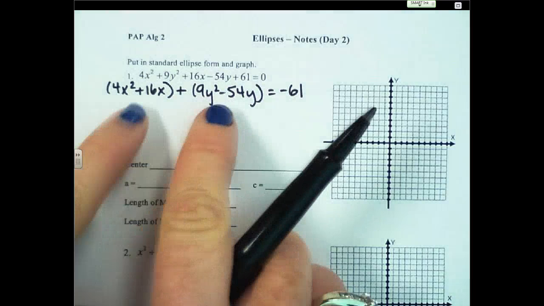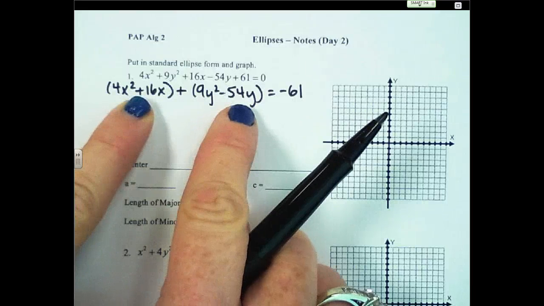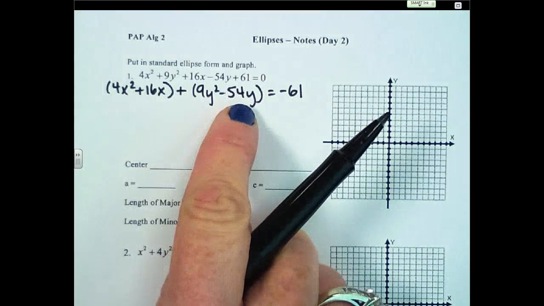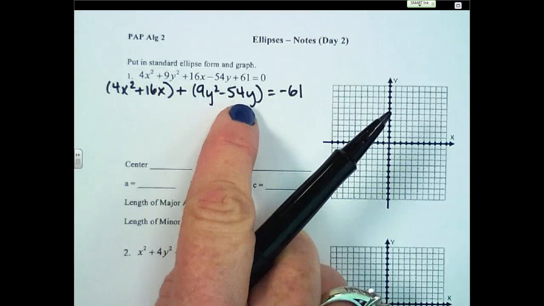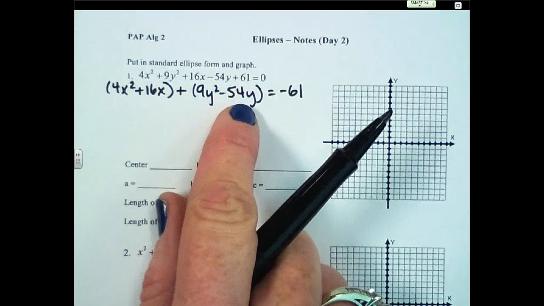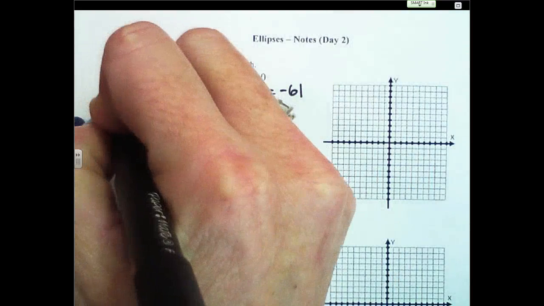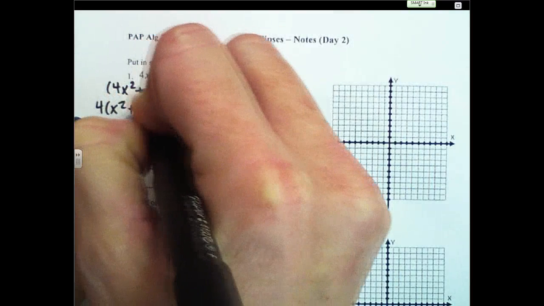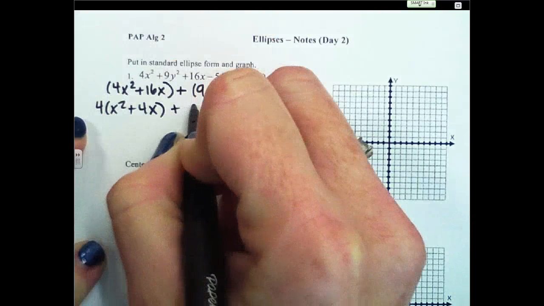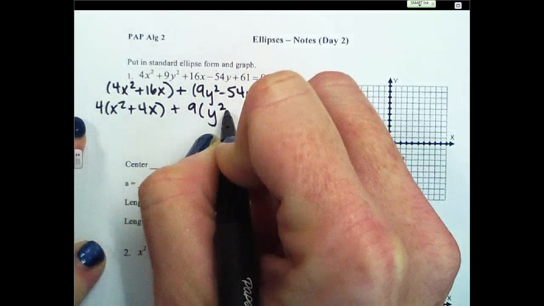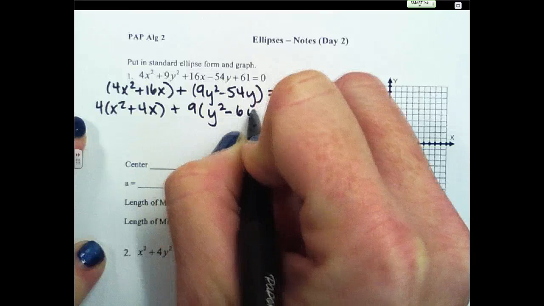Now, the next step is to complete the square. You cannot complete the square when there's a leading coefficient, right? You're not allowed to have that. So on the x's, what are we going to take out? Good, a 4. And you end up with x squared plus 4x. And on the y's, you're going to take out a 9, giving me a y squared minus 6y.